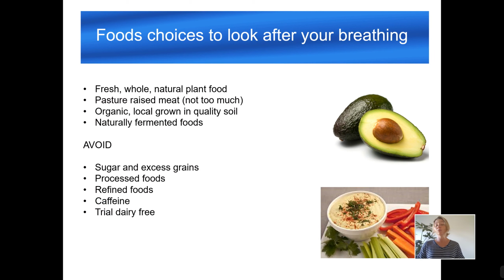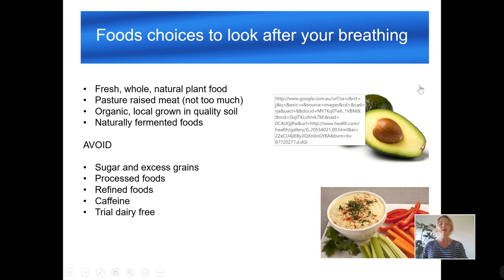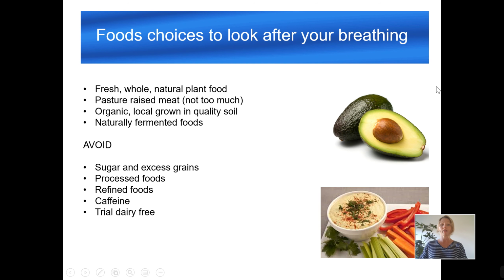So with everything, you are what you eat. So fresh, whole, natural plant food is what we're aiming for. If you are a meat eater, pasture-raised meat, not too much of it. Obviously, organic, locally grown food is going to have more nutrients, and trying to get some naturally fermented foods in there as well. The big one to avoid in terms of your breathing is your sugar, your processed, your refined foods, and then also caffeine will stimulate your breathing. And if you do have nasal congestion, trialing dairy-free.